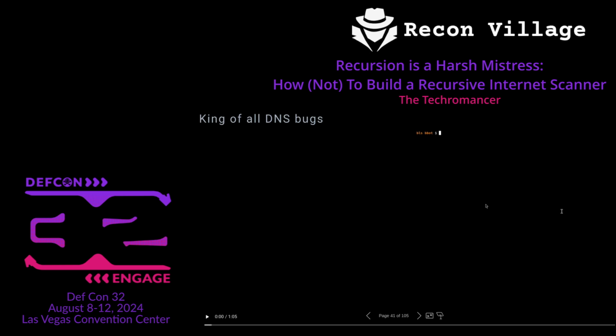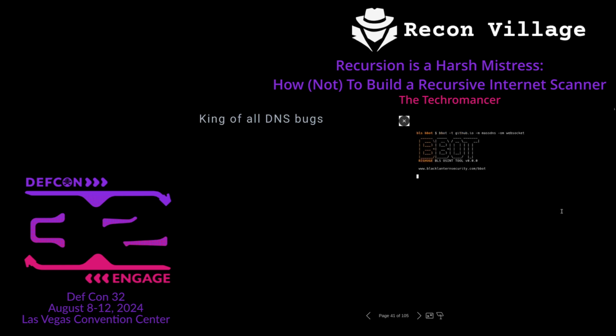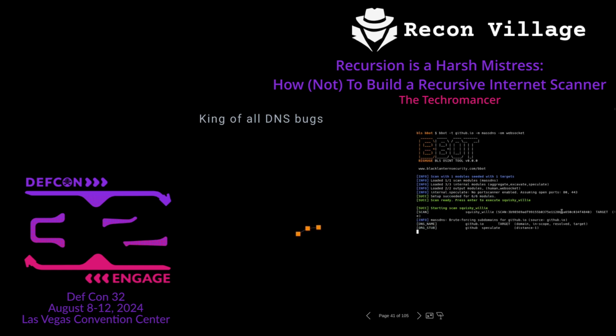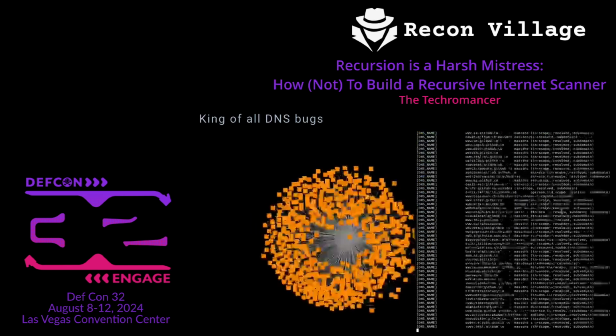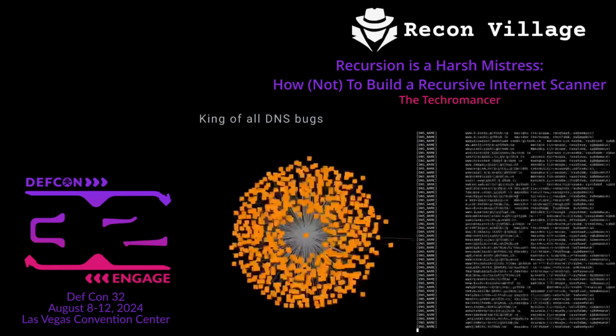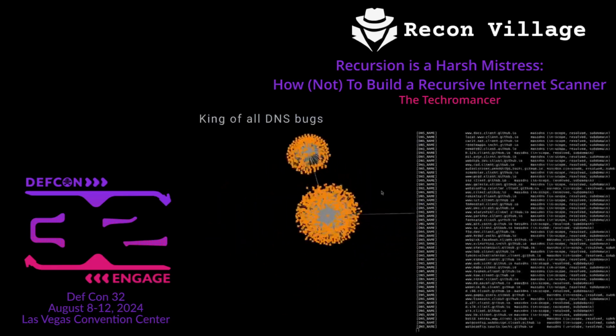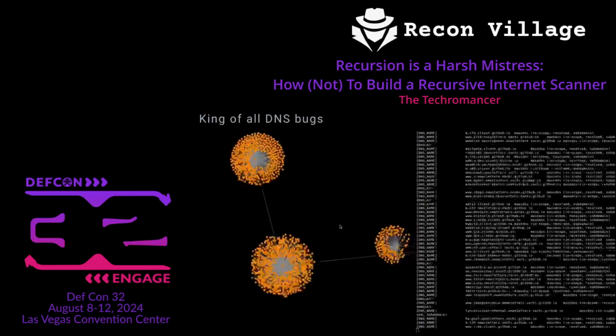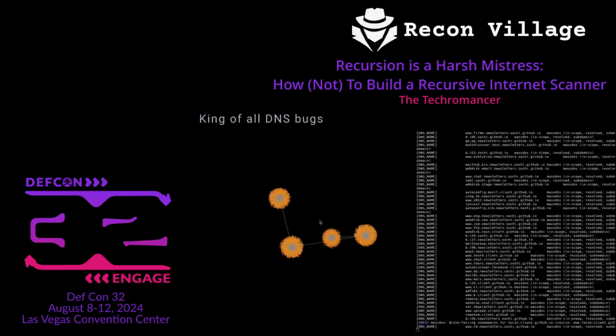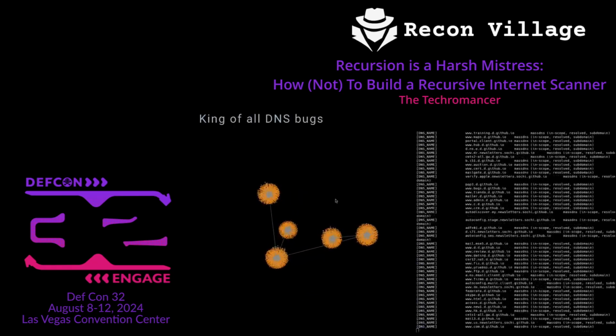All right, so more DNS bugs. This one is a bit more explosive. But basically, just wait for it. Okay, so this is more than just a simple DNS lookup. Right now what we're doing is a subdomain enumeration on github.io.